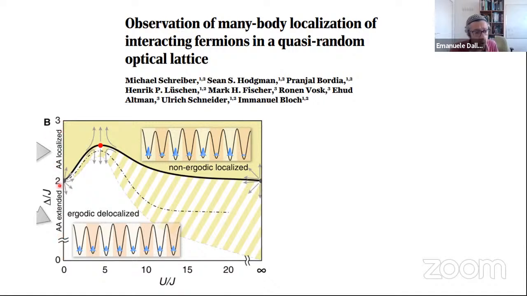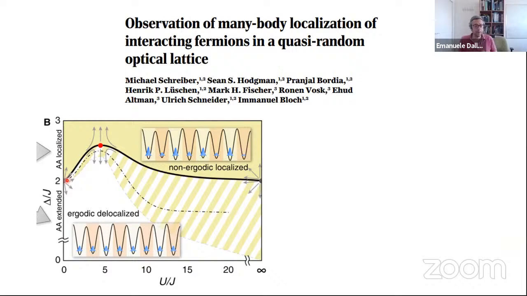Okay, good. Now, what happens with interactions? This is a whole field of research that has been very active in the last decade. It's called many-body localization. So it's a question of what happens if you have localization plus interactions. Let me just summarize in one sentence what was the main finding of this research. But of course, there are many details that we don't have time to discuss.